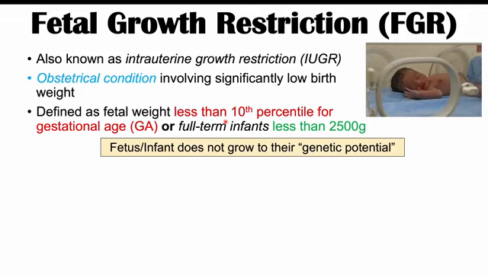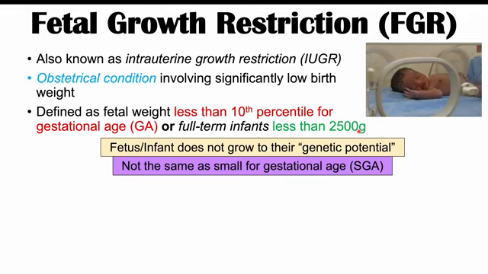In fact, they may have less than the 10th percentile for gestational age or be less than 2,500 grams when they are full term. But that may be normal for some individuals because that would be considered small for gestational age. But fetal growth restriction is not the same as small for gestational age, because when looking at the genetic potential, the potential for growth of the infant, they're not meeting their potential. So there's some cause that is impairing their ability to grow. And that's what's going to be very key with this condition.